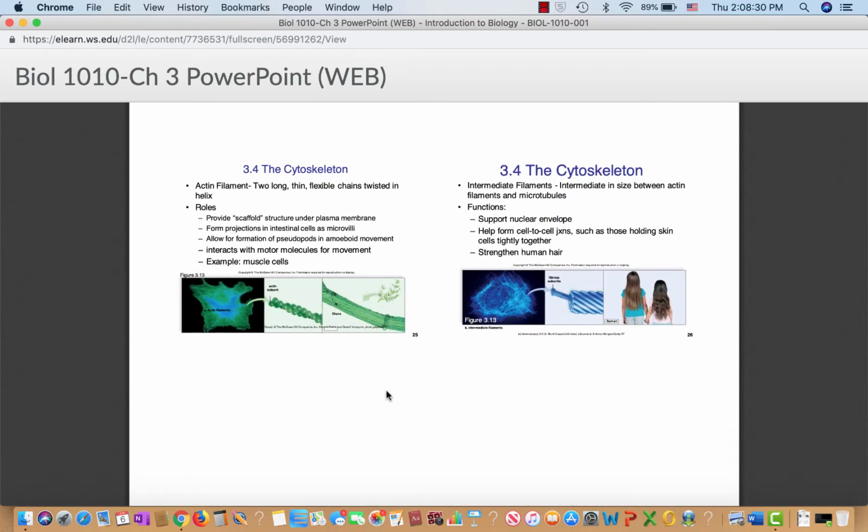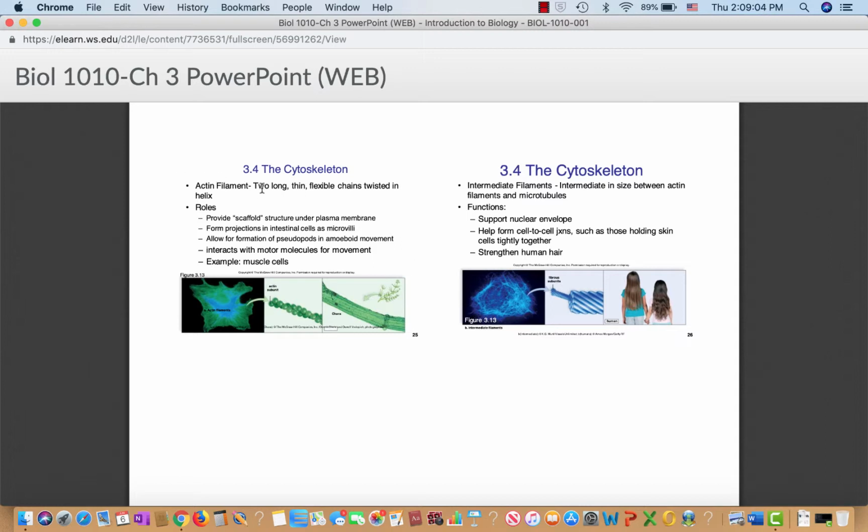The cytoskeleton provides a scaffolding for the plasma membrane structures. You can also use projections of it into the intestine, kind of like microvilli, to increase surface area. They can form pseudopods in amoebas to allow them to move, and they can interact with motor molecules for movement, such as in your muscle cells. It's composed of actin, intermediate filaments, and microtubules.